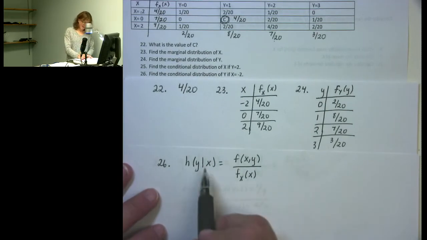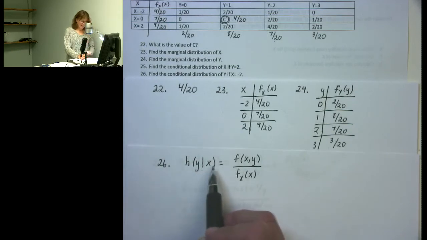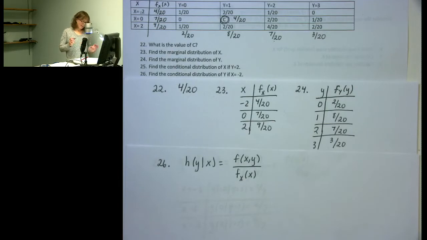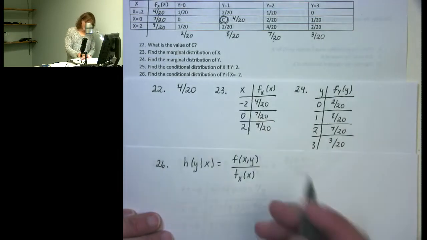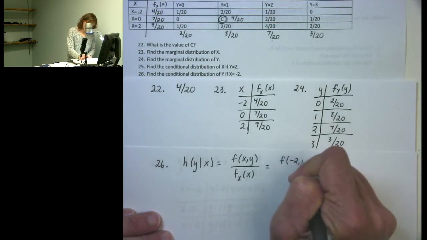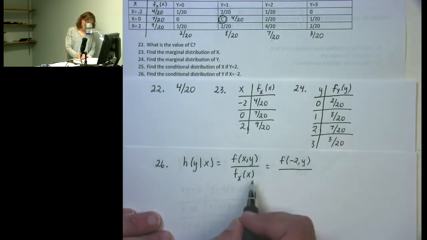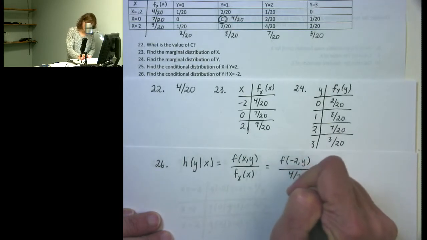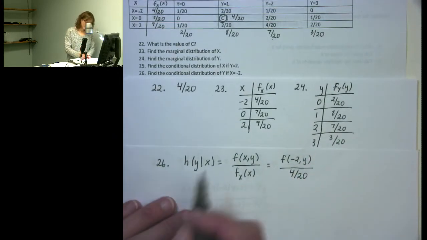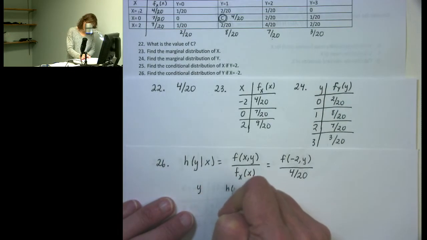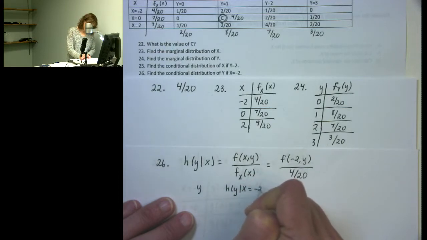Okay, so as I was saying, to find the conditional distribution of y given x, we take the joint probability that x is equal to x and y is equal to y, divided by the marginal probability that x is equal to x. In the situation with x equal to -2, we're looking for the joint probability of -2 and y, divided by the marginal probability that x is equal to -2, which we have up here is 4/20. So for all of our different values of y, we'll look at h of y given x is equal to -2.